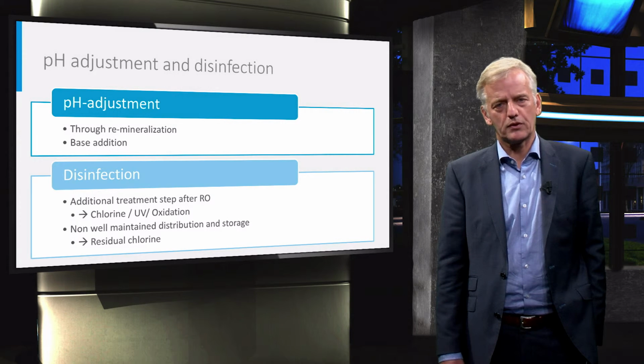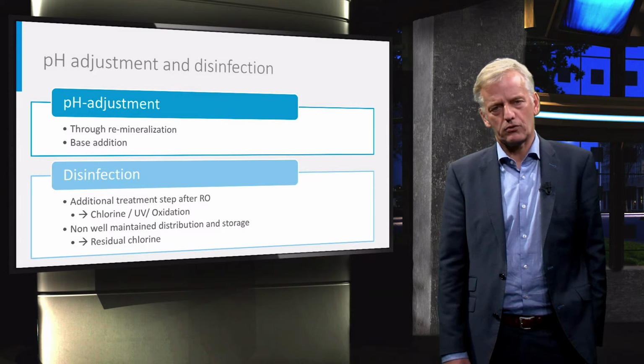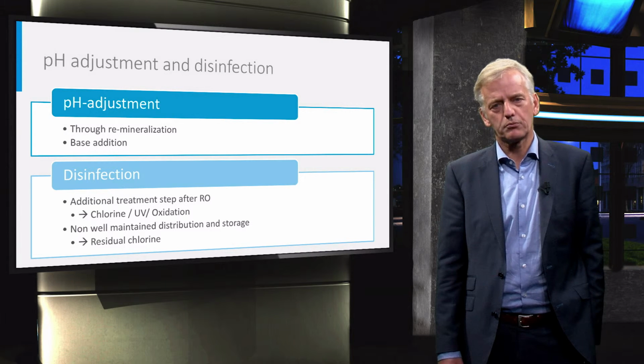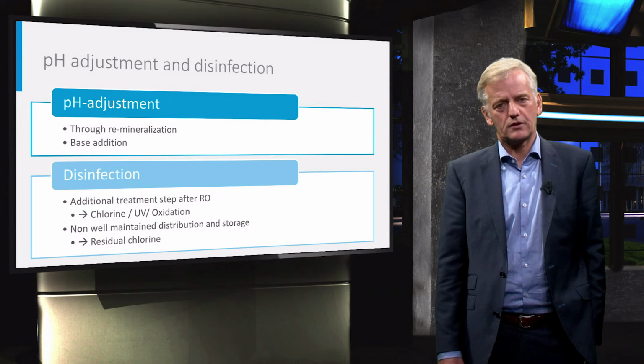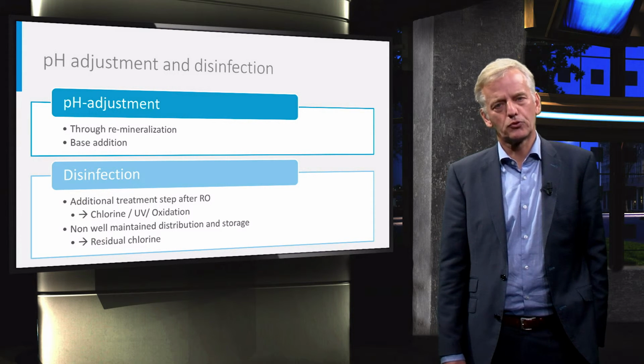Regarding the requirement for disinfection, the permeate contains no microorganisms. However, biological growth is possible in an additional treatment step after the RO unit. A disinfection step with UV and/or oxidation can be mandatory. Moreover, in most countries an additional chlorine concentration in the storage and the distribution system is required.